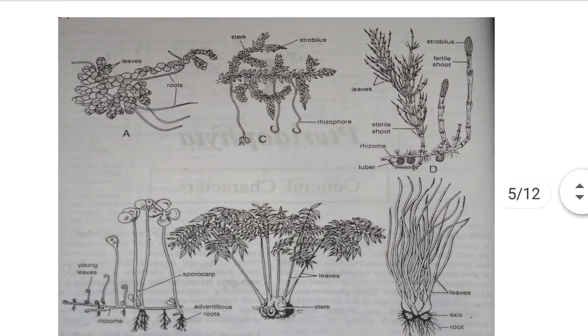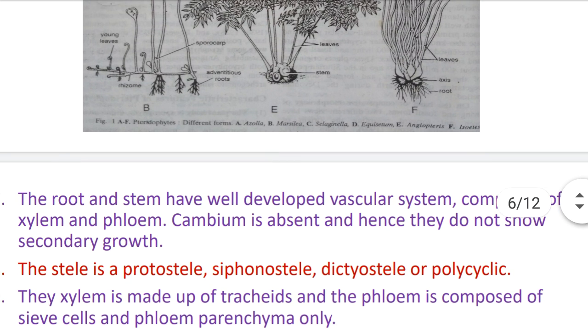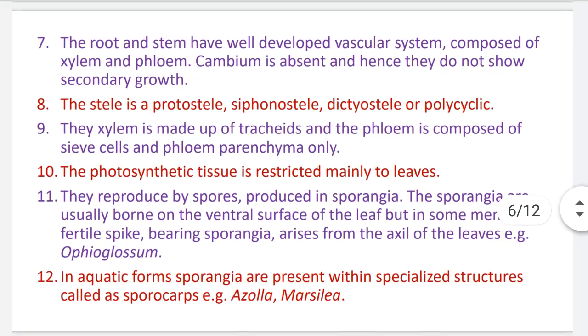You see in the diagram, each and every one gives us an idea of the habit diversity of the pteridophytes. Some are aquatic, some are growing in shady conditions, some are terrestrial. In this way, a variety of habit is shown by these photographs. As an example, here 4 to 5 types of habits are given. So this is about the plant body structures in the pteridophytes.